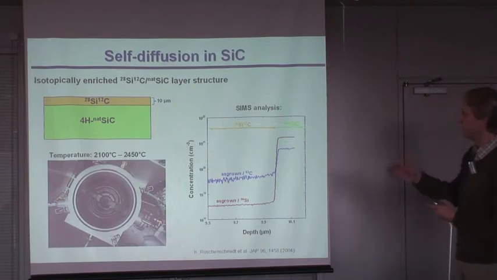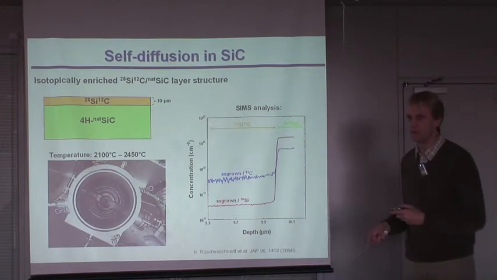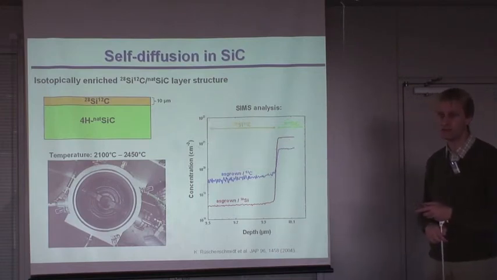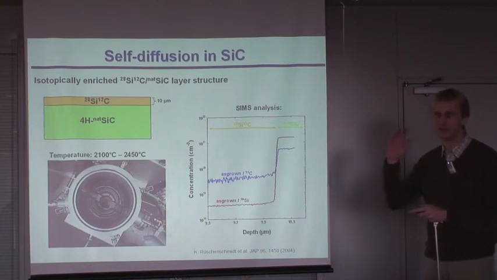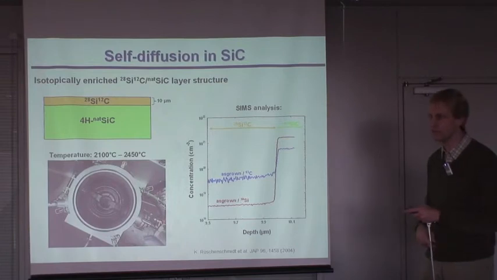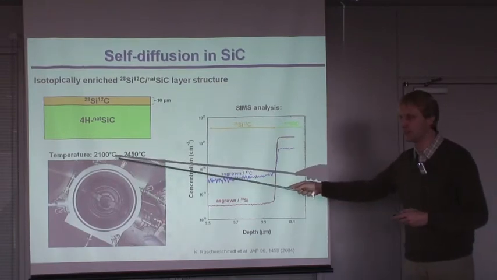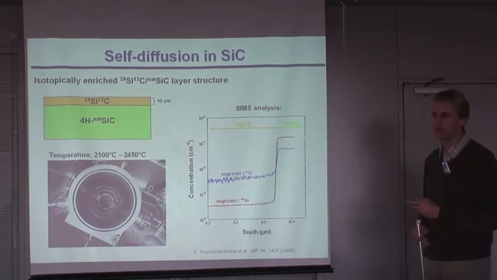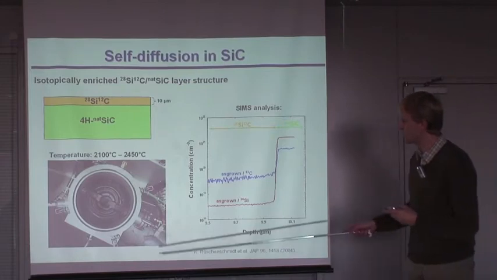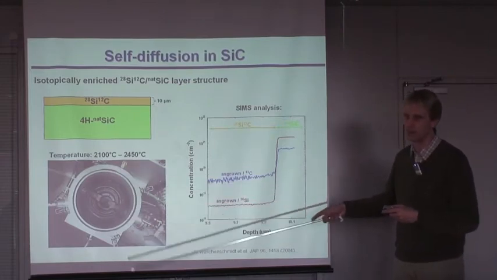Okay, another topic: self-diffusion in silicon carbide, that's very, very tricky. Silicon carbide has a very high sublimation point, so it doesn't melt, it first decomposes at 2450 degrees C. In order to do self-diffusion measurements, you have to go to very, very high temperatures. And that's a challenge.